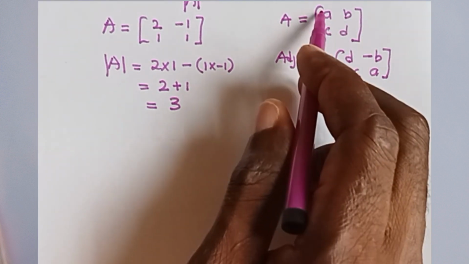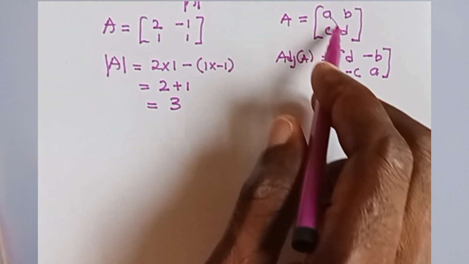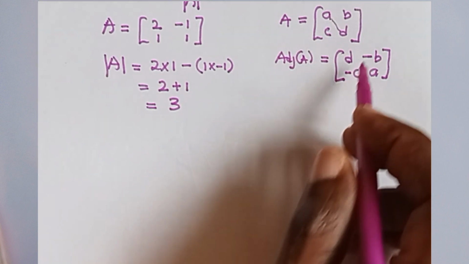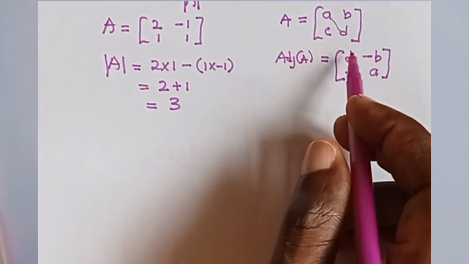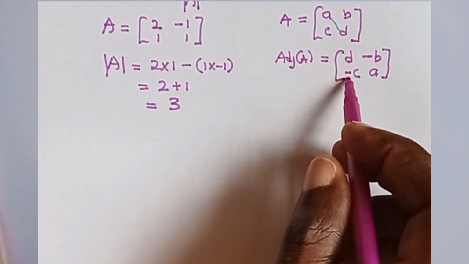Or let's do it this way, the diagonal. You exchange the first diagonal, you bring d here and a here, while the other diagonal, we change the sign. So minus, minus. Whatever you're having here, you multiply it by this minus, and here by this minus.